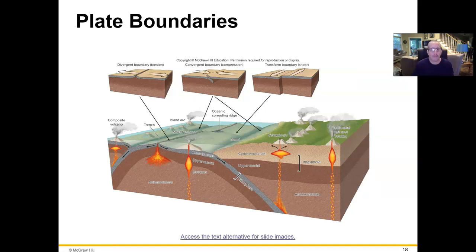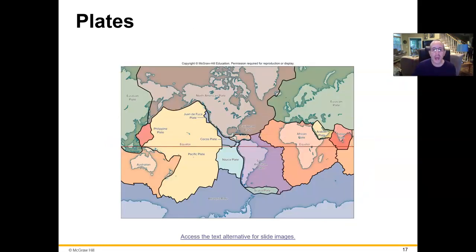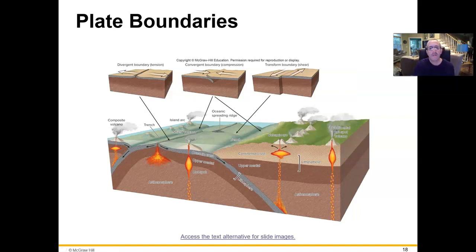And here are your types of plate boundaries. So going back, where these plates come together, all these black lines, you're going to have one of these things happening that you see at the top. Either a divergent boundary, which means it's tearing apart.